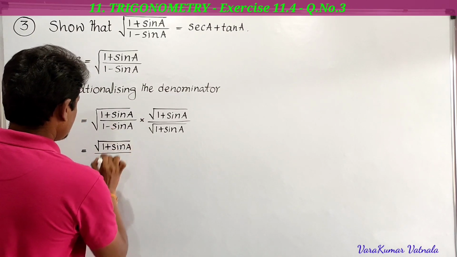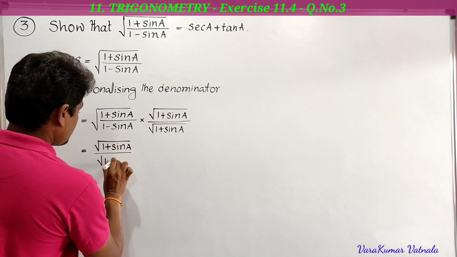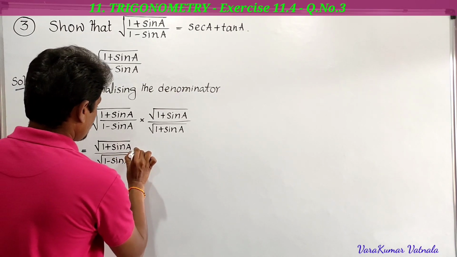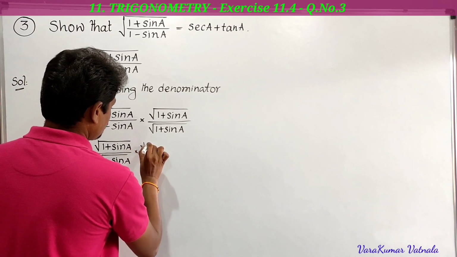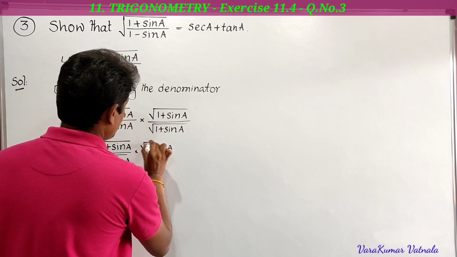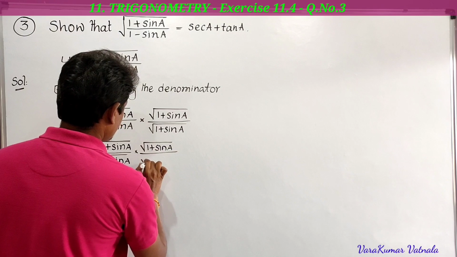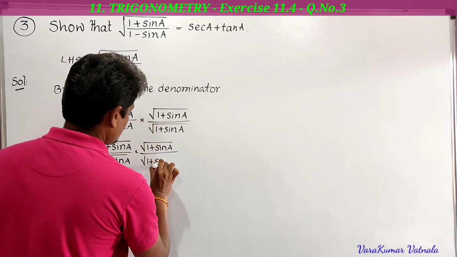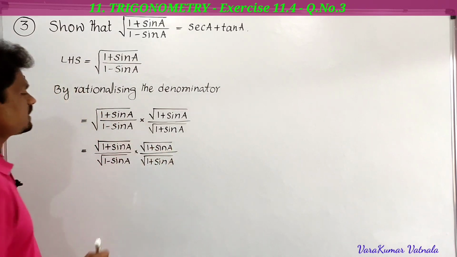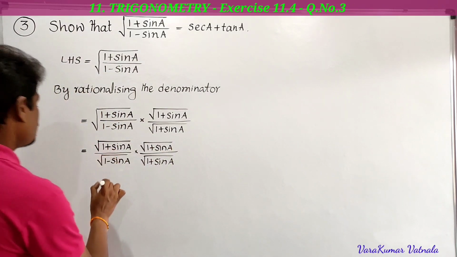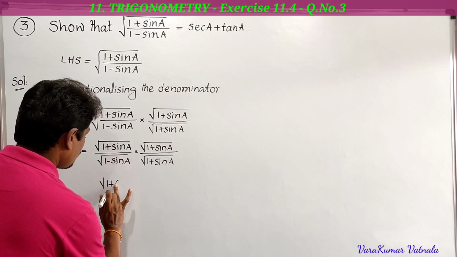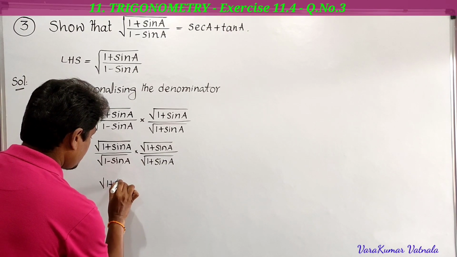Divided by square root of 1 minus sin a, into square root of 1 plus sin a divided by square root of 1 plus sin a. So now the numerator, square root of 1 plus sin a into square root of 1 plus sin a, we get square root of 1 plus sin a whole square.